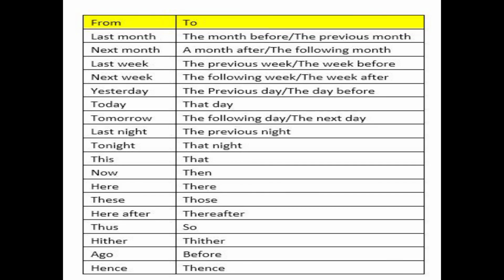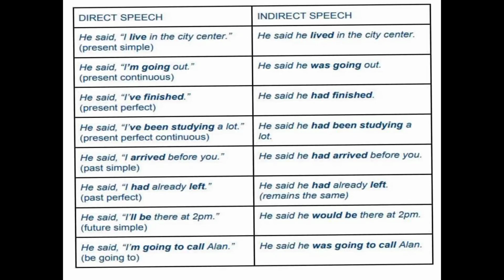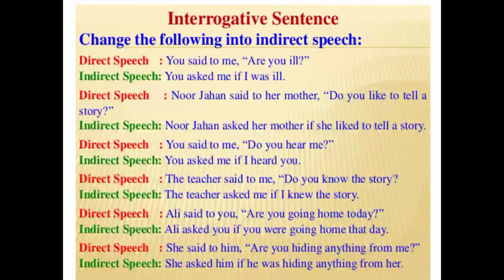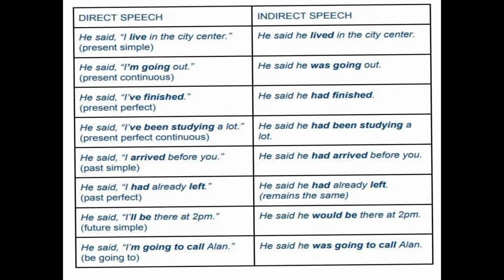Now come to the next thing, just look at this. These are the examples. He said, "I live in the city center." So "I" is the first person, that is, in speech you first have to look at the subject. "I live in the city center" is simple present tense. Now I is the first person, so you have to change according to the subject, on the basis of "he". So he said that he, now it is simple present, so you have to make it simple past: he lived in the city center.